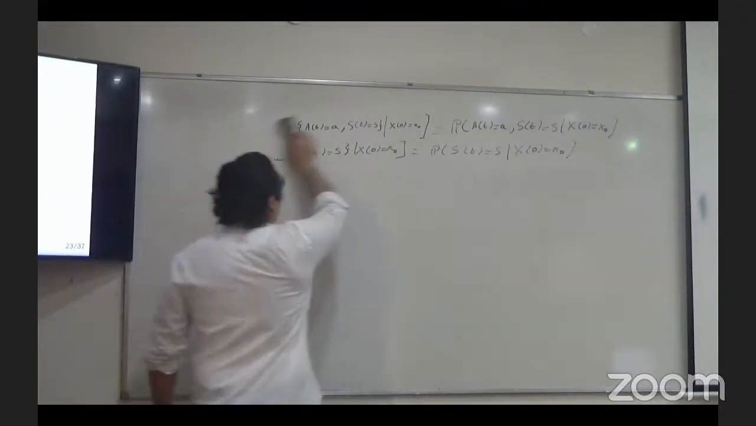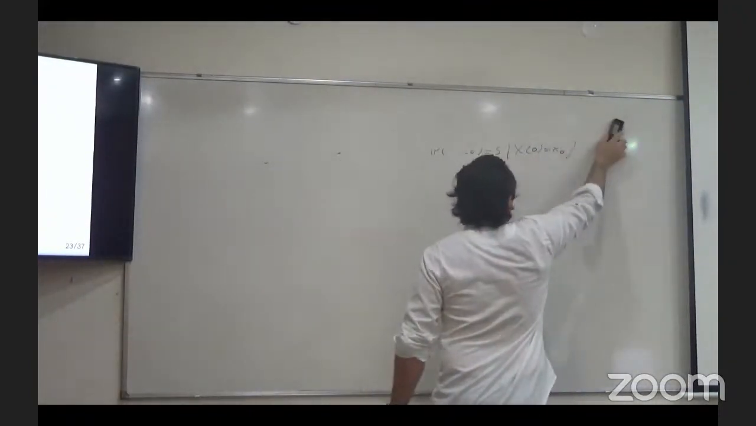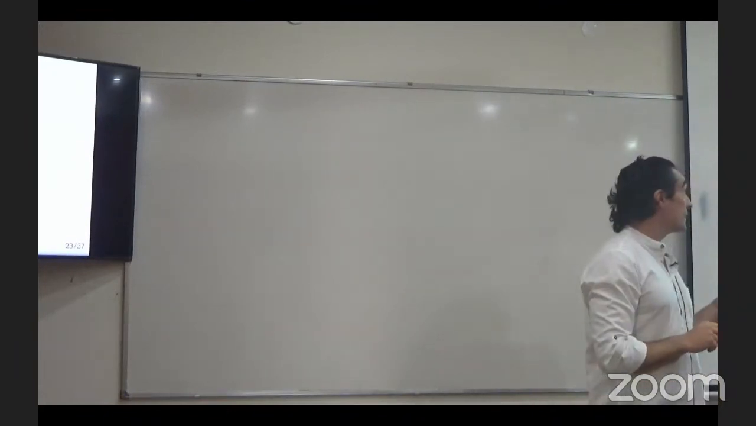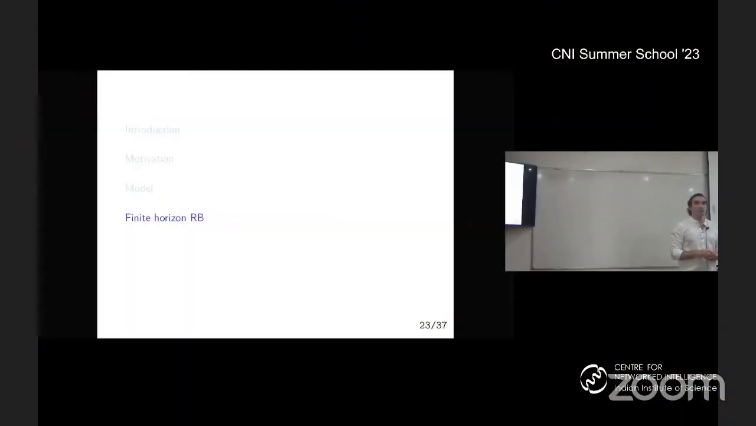So now I will actually talk about the real problem, which is a finite horizon restless bandit. So before I switch there, have all of you been able to understand the LP formulation of an MDP? Are there some questions? It's okay if there are questions, we have time.